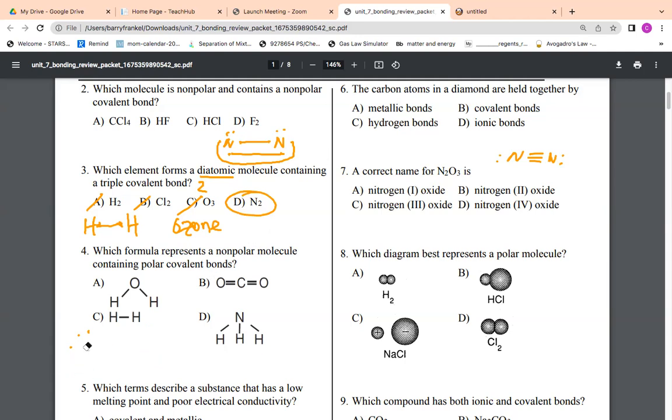Number 4, which formula represents a nonpolar molecule containing polar covalent bonds? Let me just get rid of all this stuff too.